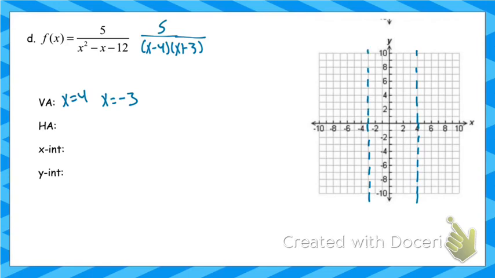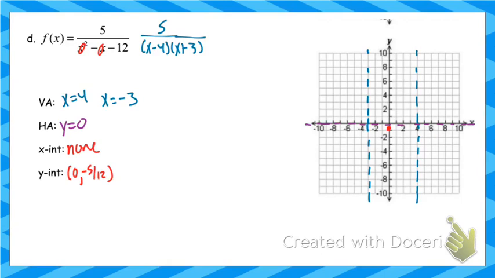All right, horizontal asymptote. This one is bottom heavy. So that horizontal asymptote is y equals 0. X-intercept. Set the top equal to 0. Doesn't happen, so there will be no x-intercepts. Y-intercept, plug in 0 for your x's. I get 0, -5/12, so somewhere over there.